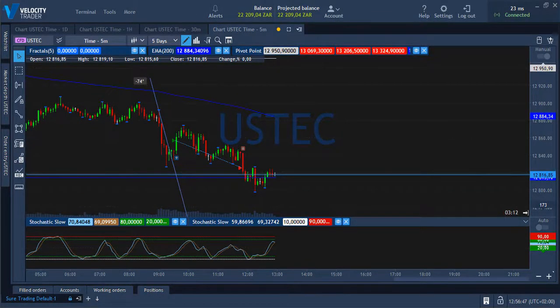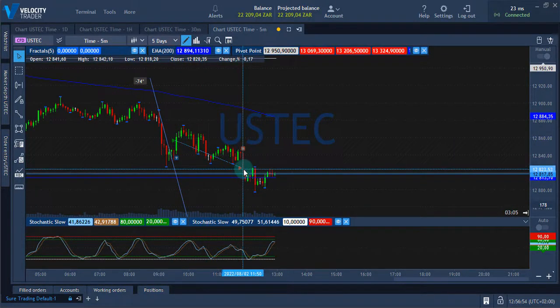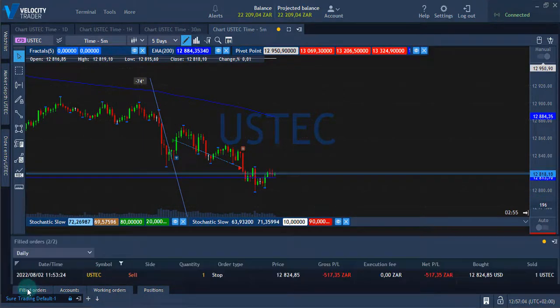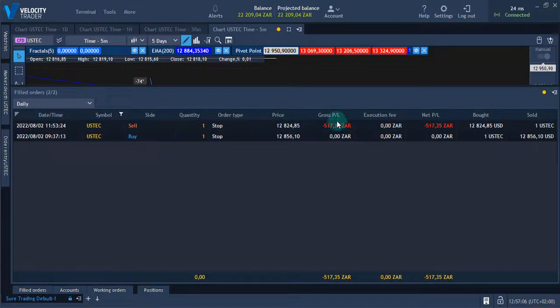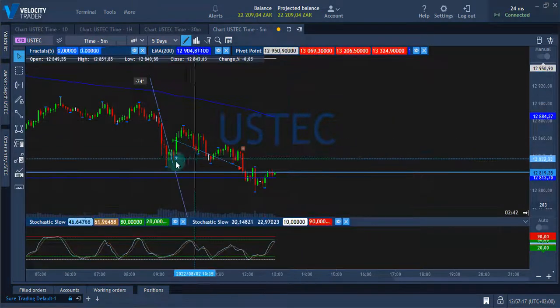Okay, it's 12:56, just before 1. Unfortunately, as you can see, our trade reached our stop loss at 11:50 on the 11:50 candle. We unfortunately made a loss of 517 rand on that trade, so not a great start. It was a very long trade. It took a while, took over 2 hours, and unfortunately hit our stop loss.